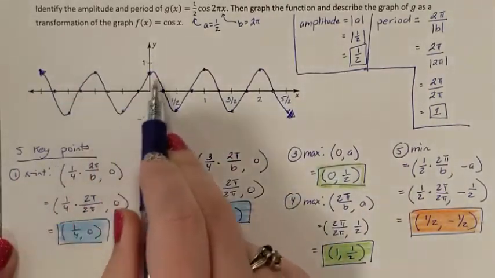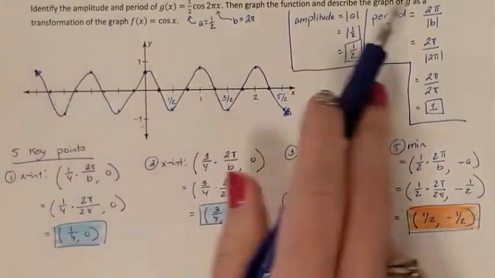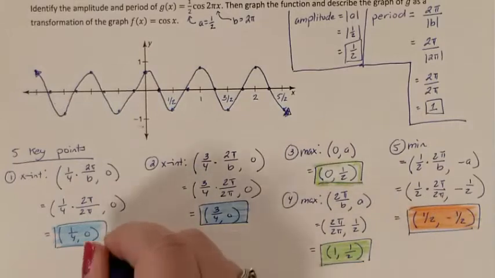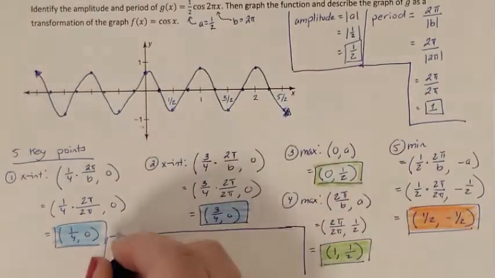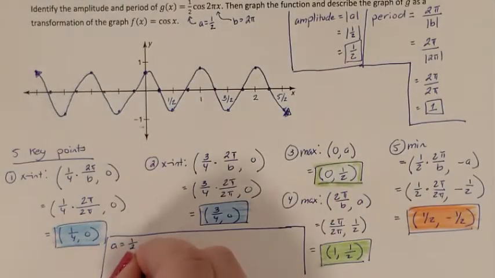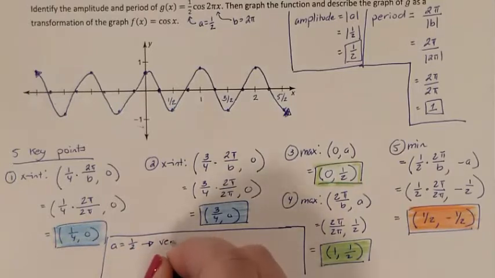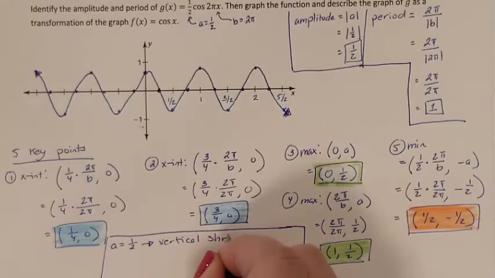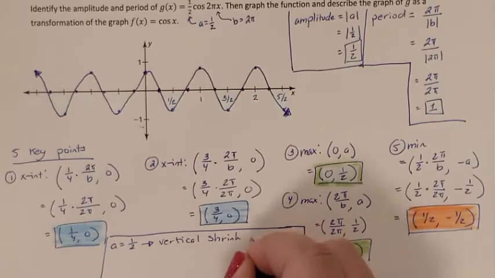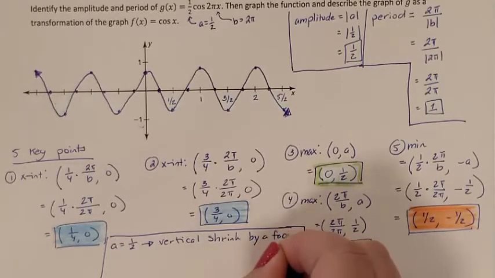And there's our cosine graph. Now the last part of this question asks us to describe the transformation. Your a and your b tells you your transformation. So since a is 1/2, a is always our vertical stretch or shrink. So this is going to actually be a vertical shrink because that number is smaller than 1. It's a vertical shrink by a factor of 1/2.